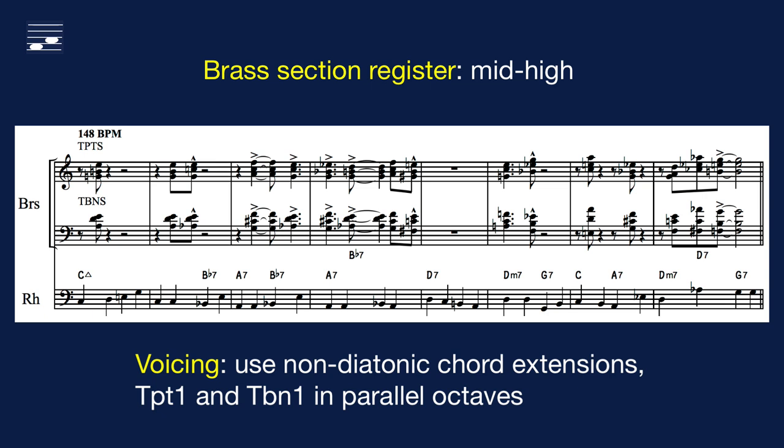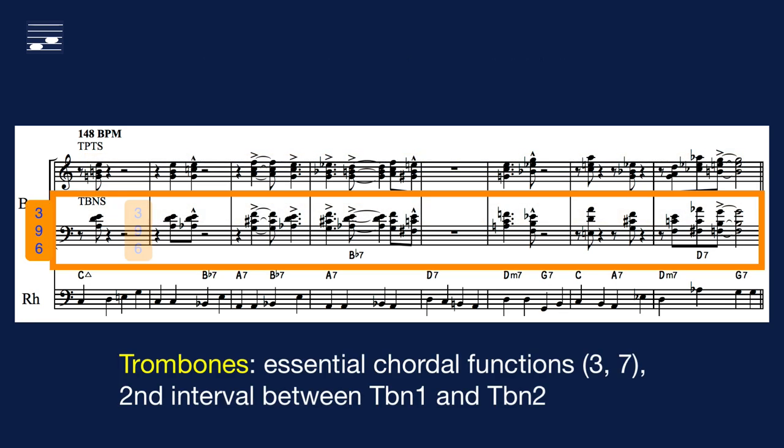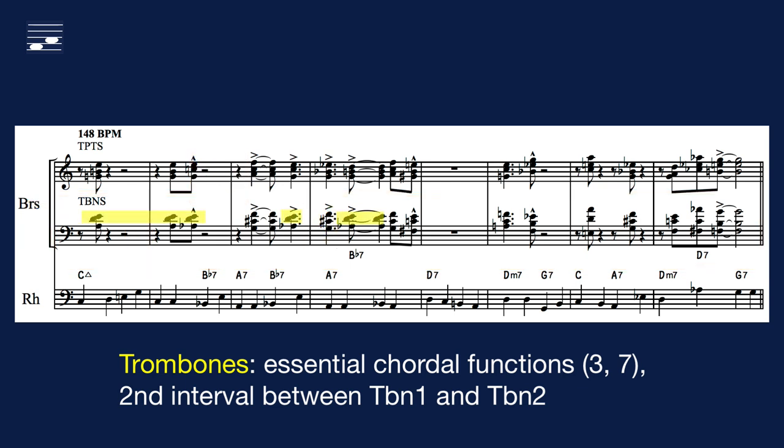When the lead trumpet plays in the high register, it makes sense to double lead trombone at the lower octave. As usual, we find the essential 3 and 7 in the trombones. Also note in this, and compare with the previous examples, that we may find the interval of major or minor second between trombone 1 and 2.